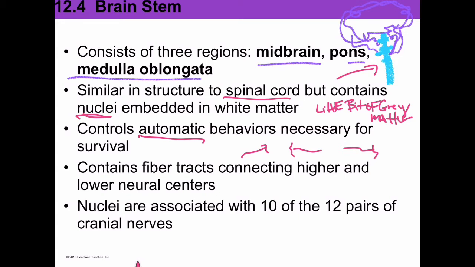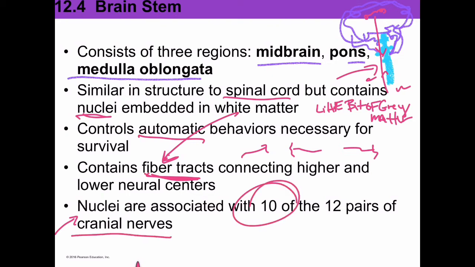So they contain a lot of these neural fiber tracts. Whenever we think of fiber, think white matter, right? They're really superhighways for the business going on in the brain and the business going out to the body. So the nuclei, or the gray matter inside, is directly associated with most of the cranial nerves, right? Because they're in the cranium, so they radiate out primarily from the cranium.